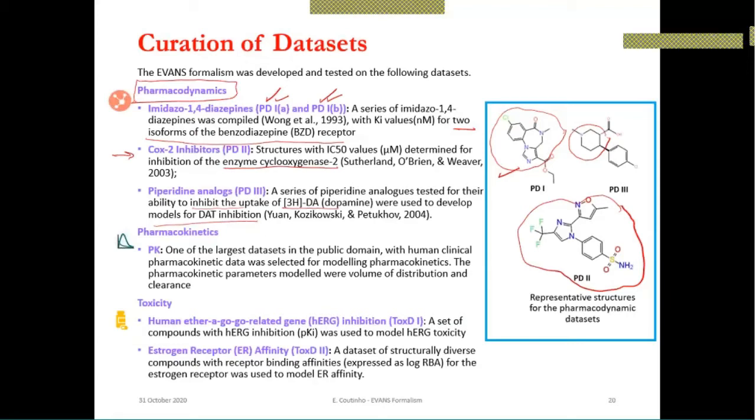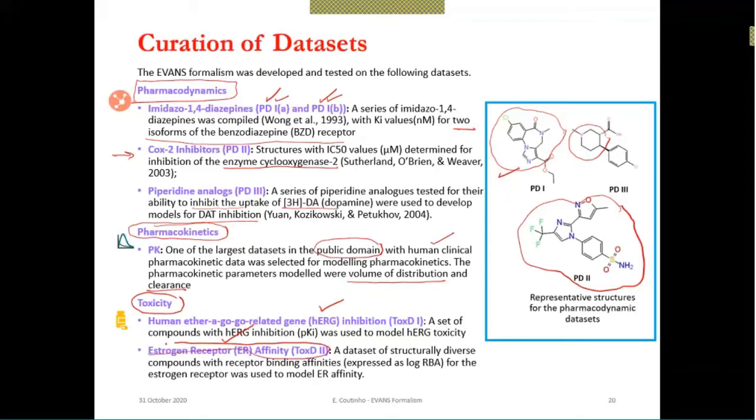The next one is to use the EVANS formalism to understand pharmacokinetics. We took one of the largest data sets in the public domain having human clinical pharmacokinetic data, and the data that we modeled were the volume of distribution and the clearance. Then to build toxicity models, we applied the EVANS formalism on a data set on hERG inhibition. And the next toxicity data set is molecules used to assess estrogen receptor affinity.